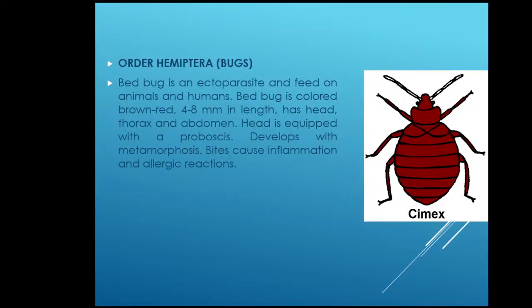The next order is order Hemiptera. These are bugs. Most bugs are parasites of animals, plants, and people. The bed bug is a temporary human parasite, and it feeds on the blood of animals and people. The color of this bug is brown, reddish. The size is nearly 4-8 millimeters. Each has a head, thorax, and abdomen. In the bed bug the wings are reduced, and it has a sucking type of mouth apparatus.